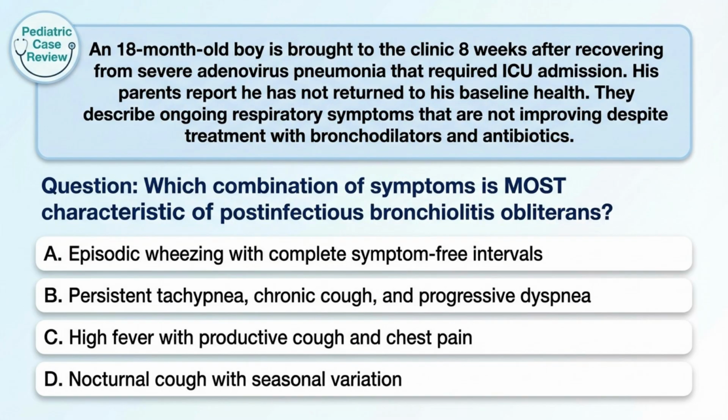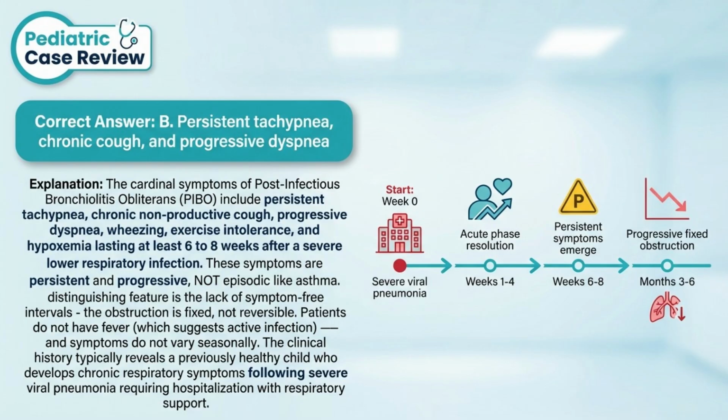Case number 5. An 18-month-old boy is evaluated 8 weeks after recovering from severe adenovirus pneumonia in the intensive care unit. He has ongoing respiratory symptoms unresponsive to bronchodilators. Which combination of symptoms is most characteristic? Option 1, episodic wheezing with complete symptom-free intervals. Option 2, persistent tachypnea, chronic cough, and progressive dyspnea. Option 3, high fever with productive cough and chest pain. Option 4, nocturnal cough with seasonal variation. The correct answer is option 2.